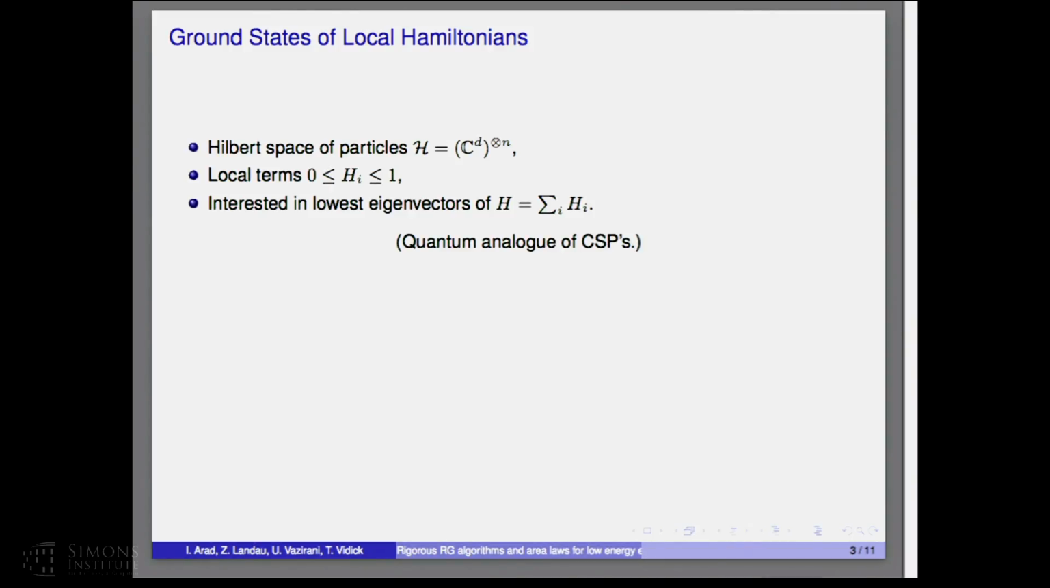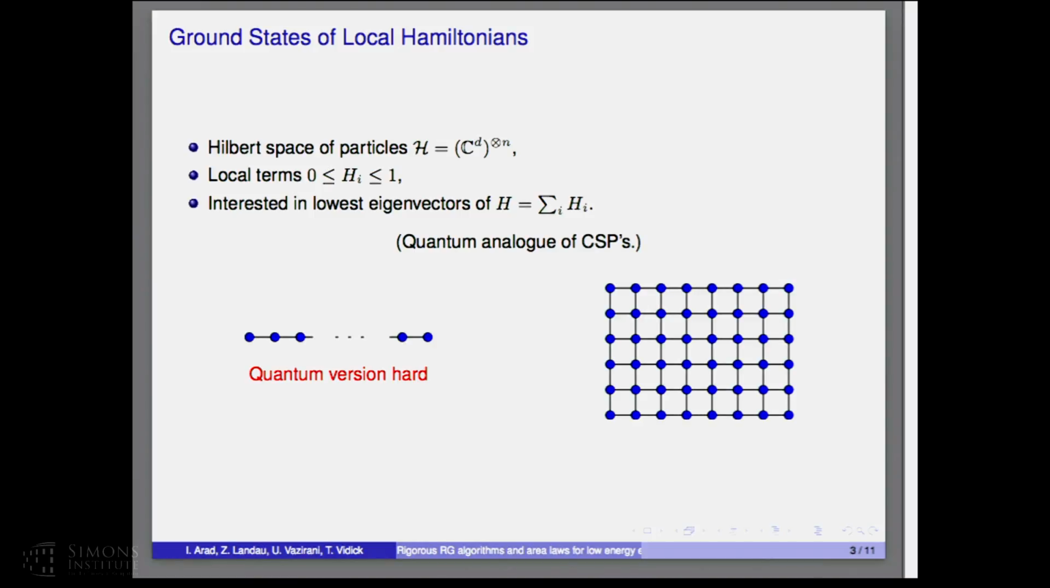And this is the quantum analog of constraint satisfaction problems from classical computer science. The correspondence is the H_i's. If you chose the H_i's to be diagonal in the standard basis that's given, then you have a constraint satisfaction problem, and the low energy states are those states that have the least number of constraints violated.